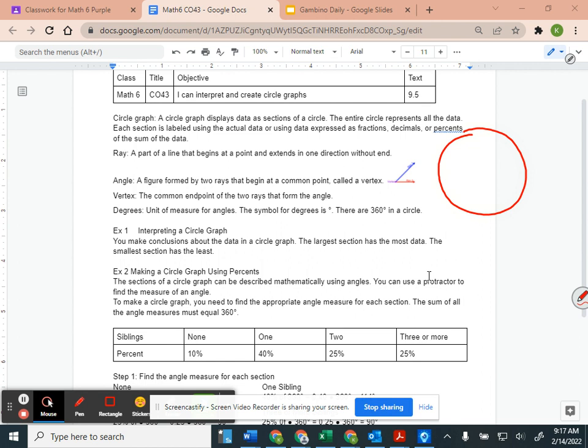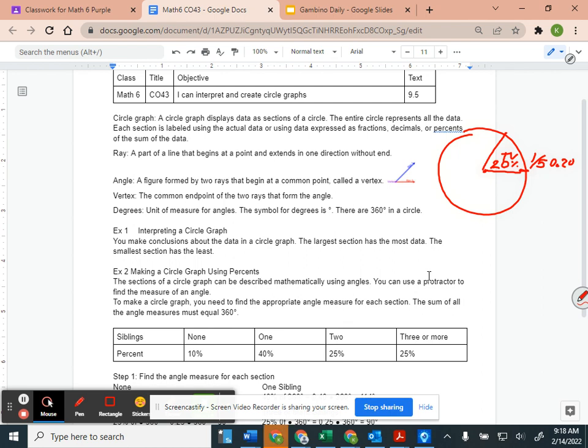Each section is labeled using the actual data or using data expressed as fractions, decimals, or percents of the sum of data. So you might have a section that has its label, it might be TV. Or instead of having its actual label, it might be a percentage. So you might see 20%. Or a fraction, 1/5. 20% is 1/5. Or a decimal, 0.20.